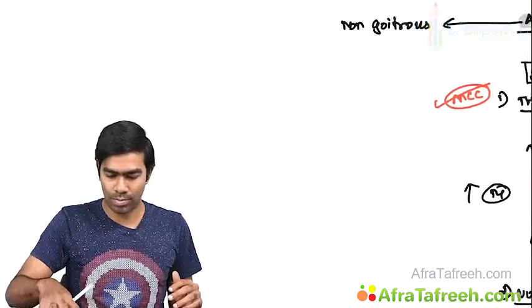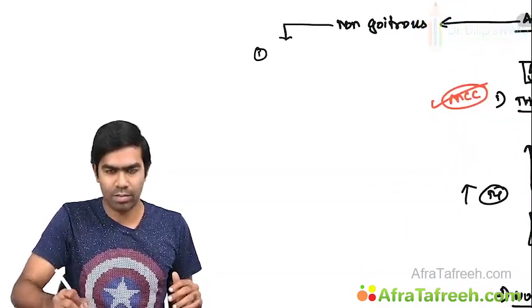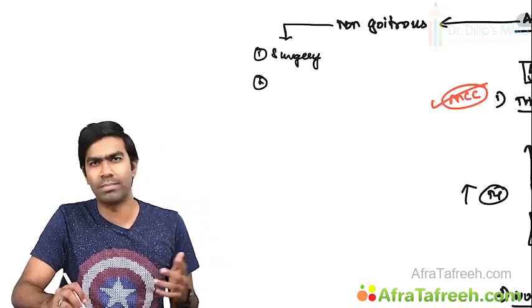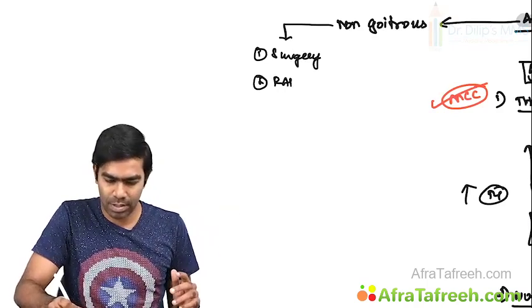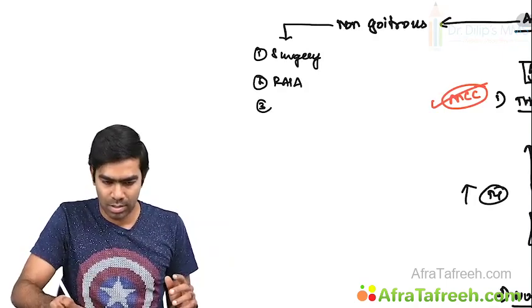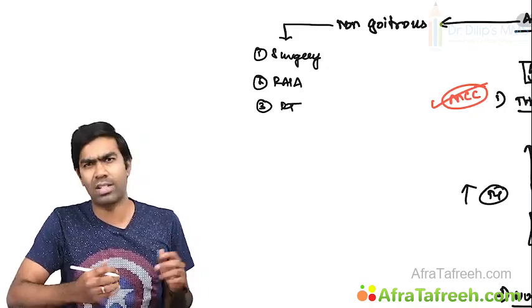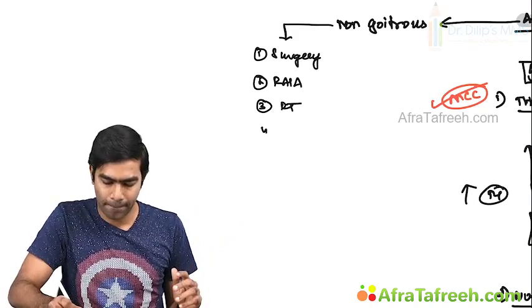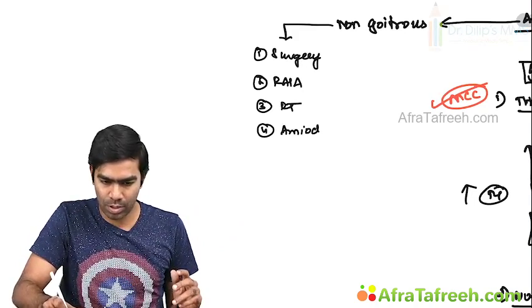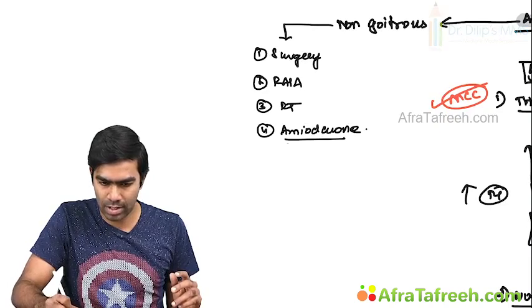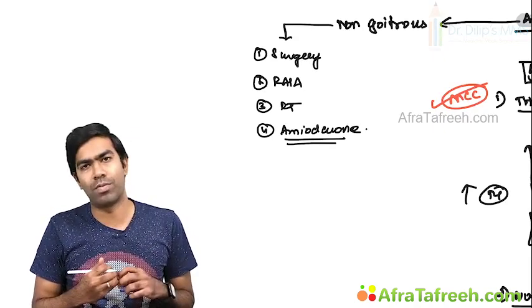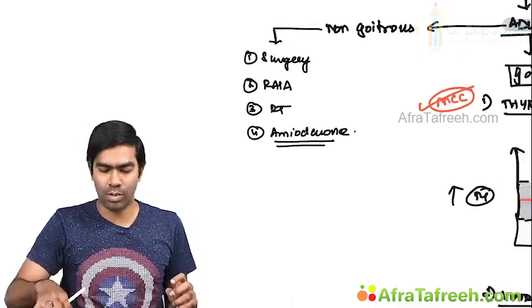What are the causes of non-goitrous hypothyroidism? Non-goitrous, very simple causes. Surgery, surgical removal of the gland, no brainer, easy one. Then radioactive iodine ablation, understandable. Radiotherapy to the neck, understandable as well. Definitely, it's like radioactive iodine ablation only. Drugs like amiodarone. Amiodarone, I told you, they can cause anything and everything. Clear? Non-goitrous form of hypothyroidism.